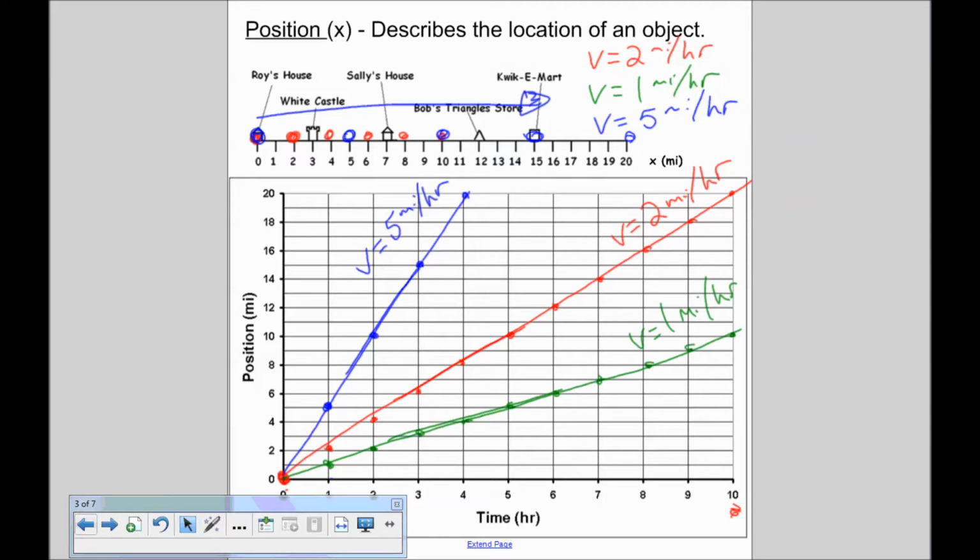So what happens if Roy starts maybe at the Quickie Mart, but then walks back to his house? So let's clean up the graph here. I'm just going to clean up the number line, actually. We'll keep dirtying up our graph.